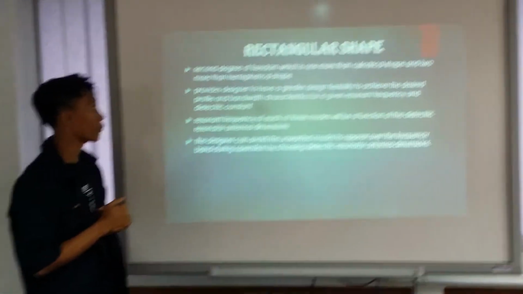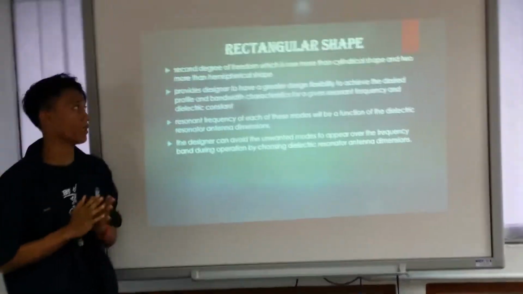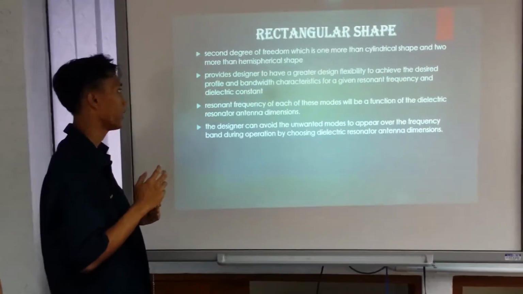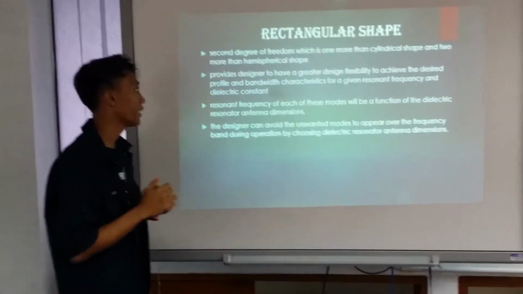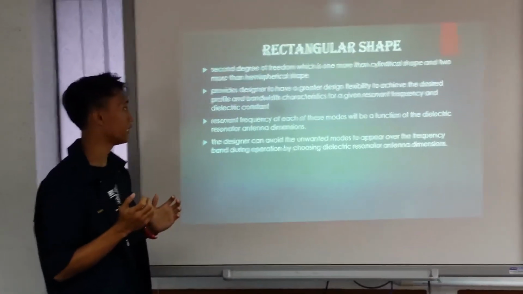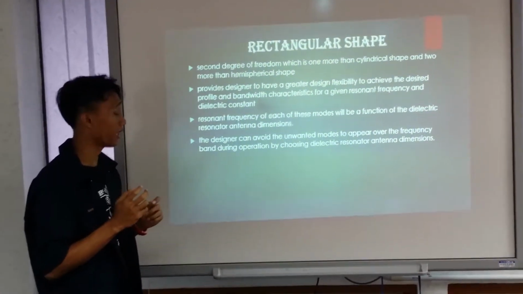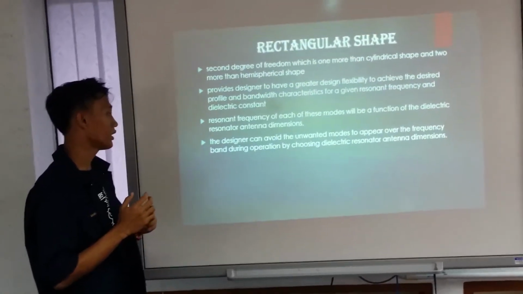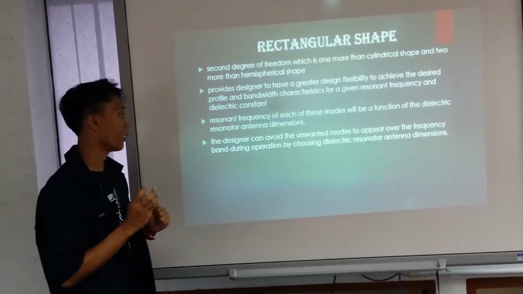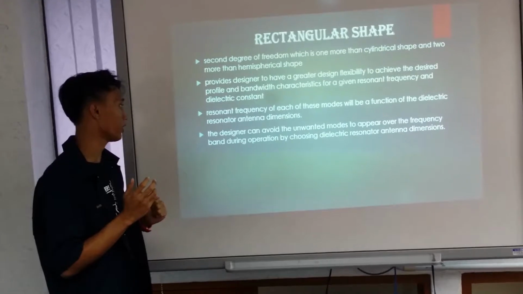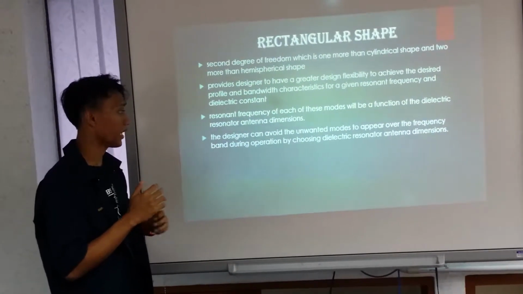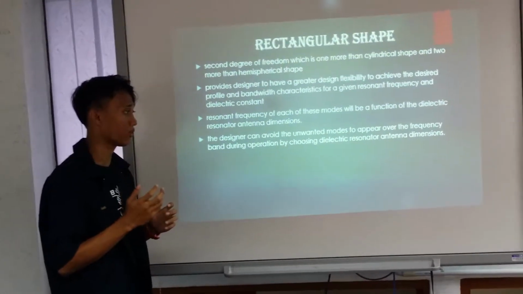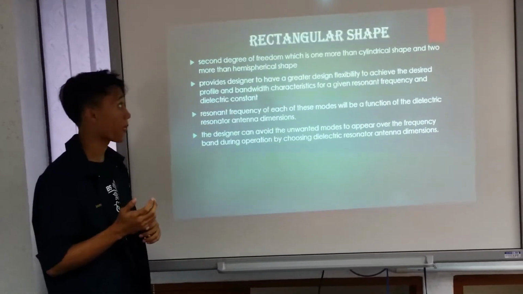For the rectangular shape, it offers a second degree of freedom, which is one more than cylindrical and two more than the hemispherical shape. It gives the designer greater design flexibility to achieve the desired profile and bandwidth characteristics for a given resonant frequency and dielectric constant. The resonant frequency of each of these modes will be a function of the dielectric resonator antenna dimensions. The designer can avoid unwanted modes appearing over the frequency band during operation by choosing the dielectric resonator antenna dimensions.